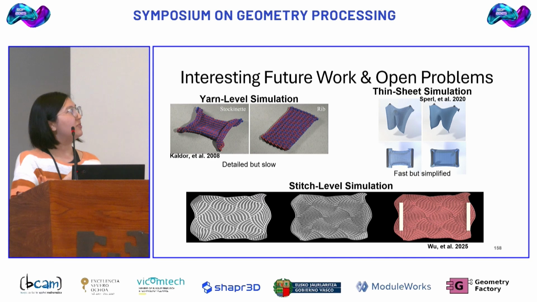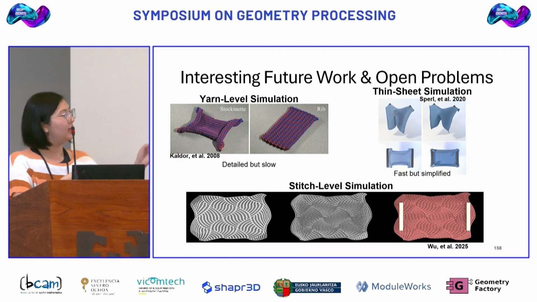So as was briefly talked about before, in simulation, we've already had this history of simulating knitting as either yarn or fabrics, but there's been a lot of recent work on trying to do this at the stitch level. So this is upcoming stuff at SIGGRAPH this year.